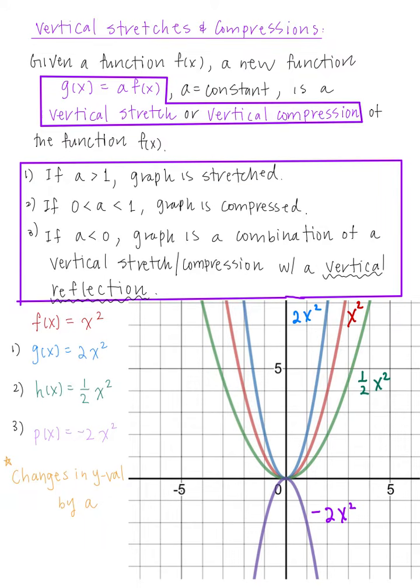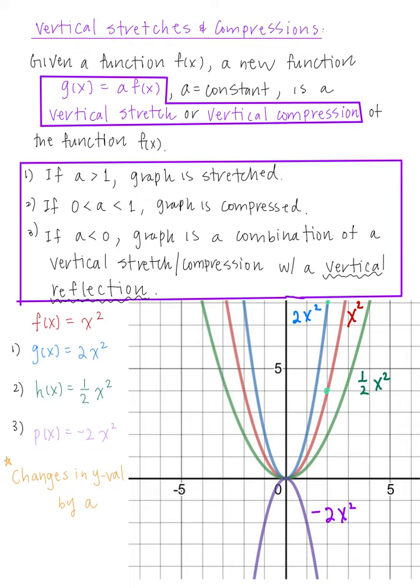Well, let's just take x equals 2, where y is 4. The vertical stretch by 2 means that your y value changes, and furthermore, you multiply the y value of the mother function by 2. So if this is 4, this point should be 8, right?